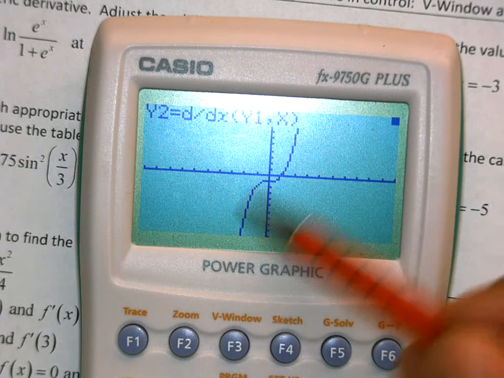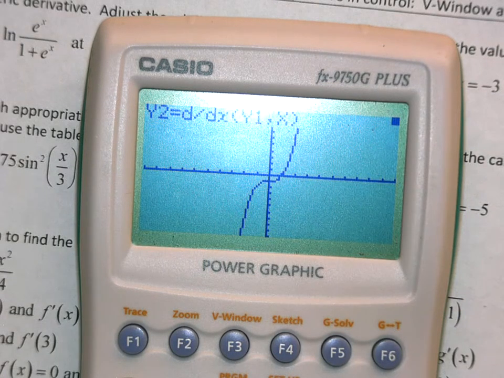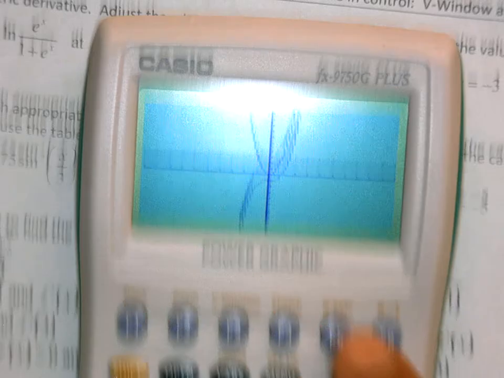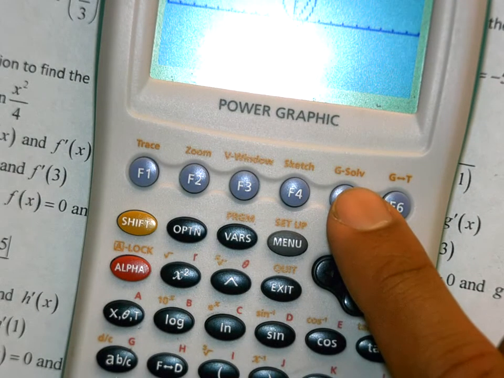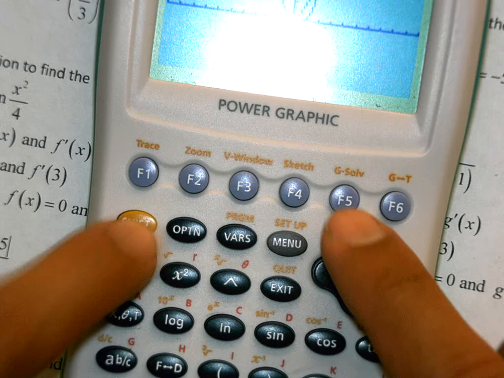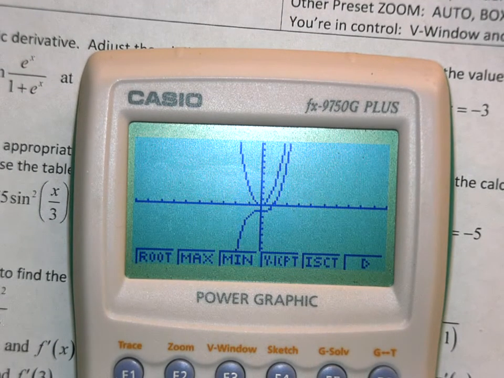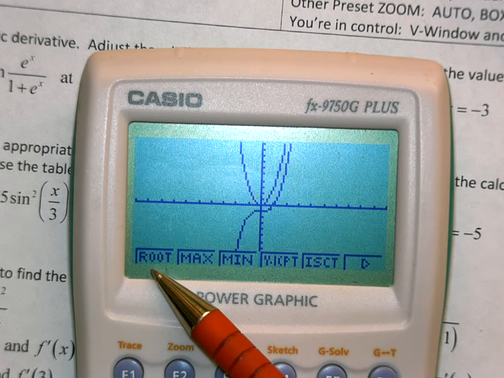It graphs the first function. Then it's going to graph the derivative. It's figuring out the derivative right now. And it takes a lot longer to actually process this, believe it or not. In order to do calculations on the Casio, you are going to go under G-solve, which is right here above the F5 key. Shift G-solve. It brings up another menu. You could find your roots. This is where it's equal to 0.